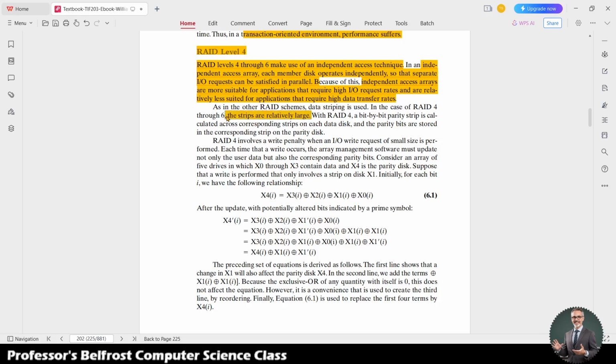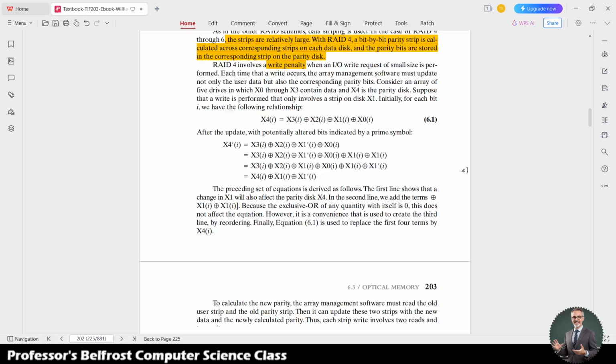RAID level 3. With RAID 4, the bit-by-bit parity is calculated across the corresponding strips on each data disk, and then the parity bits are stored in the corresponding strip on the parity disk. This involves a write penalty when an I/O write request of small size is performed. So every time a write occurs, the array management software must update not only the user data but also the corresponding parity bit.